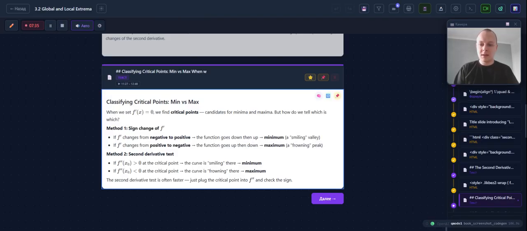Sorry, I will explain again. I might have made a mistake. If the sign of the derivative changes from negative to positive, it means the function goes down initially, then goes up. It means it's a minimum point. Our function is smiling. If the derivative changes from positive to negative, it means the function grows, finds the peak, and then goes down. It means that the point is a maximum. Our function is sad.